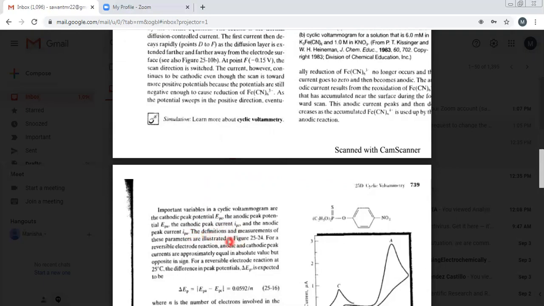The definition and measurement of these parameters are illustrated in figure 25-24, as we discussed already for a reversible electrode reaction. So this is reversible.